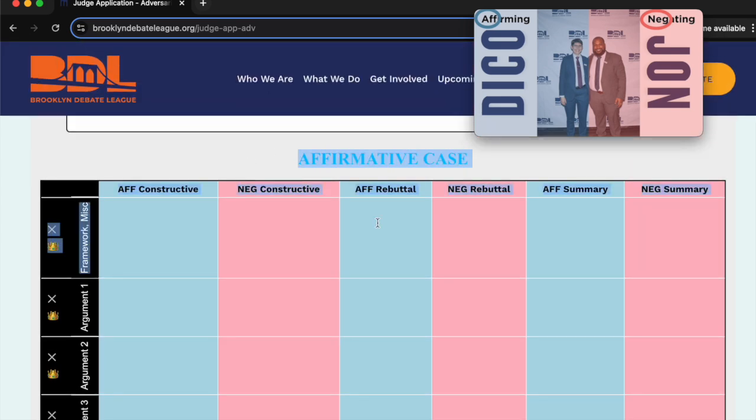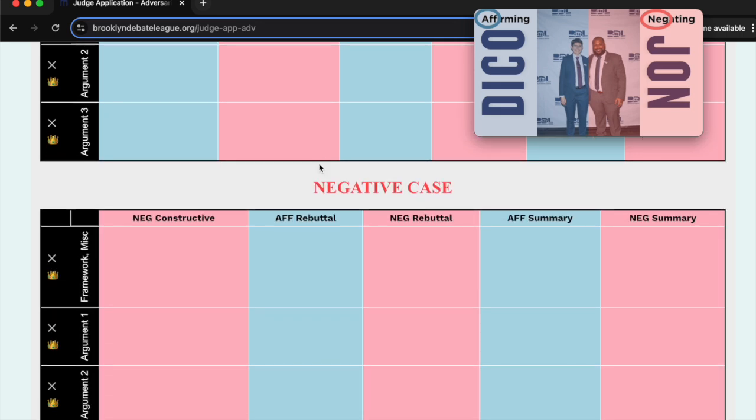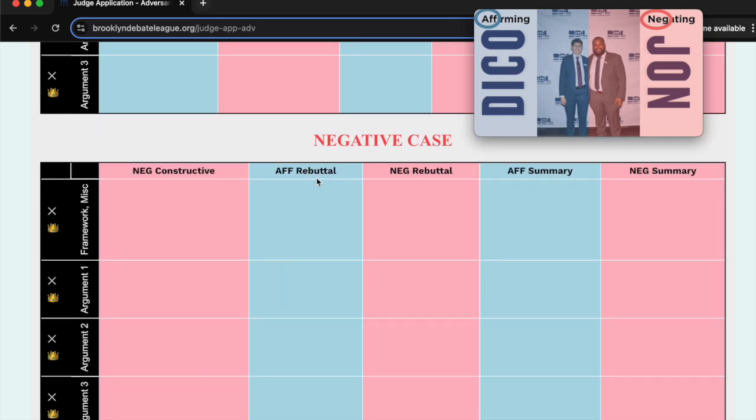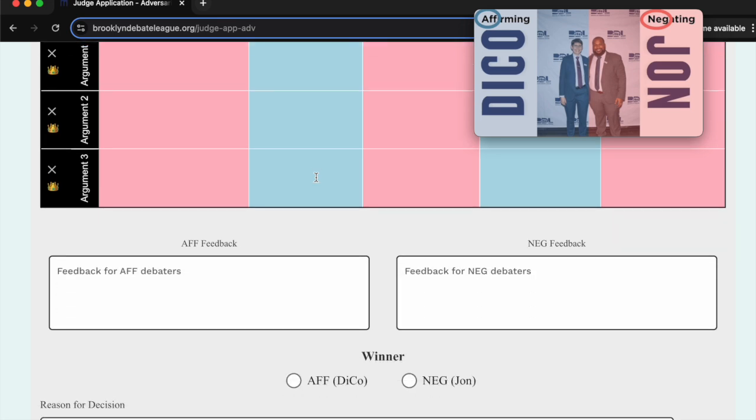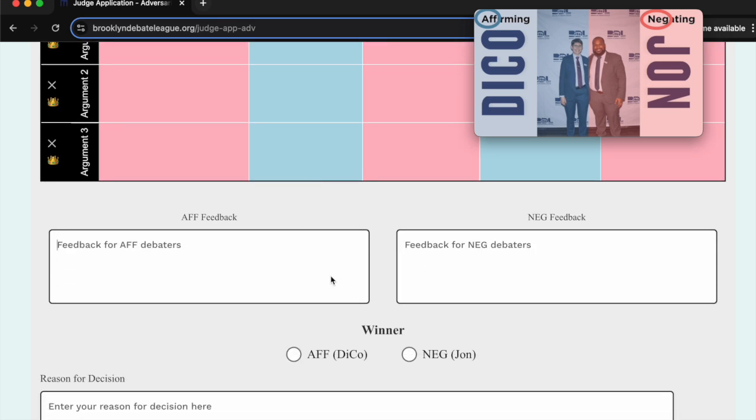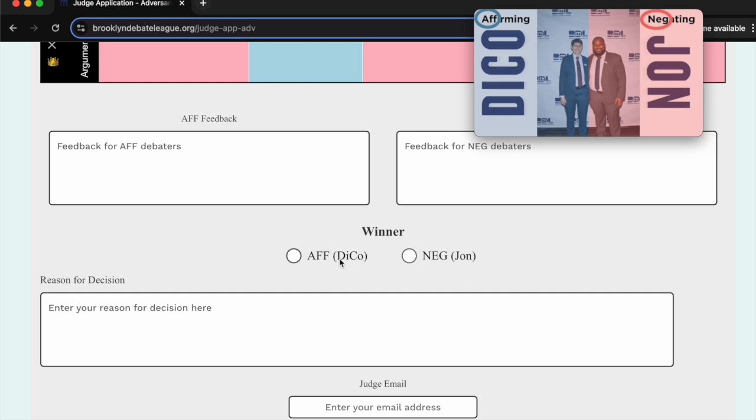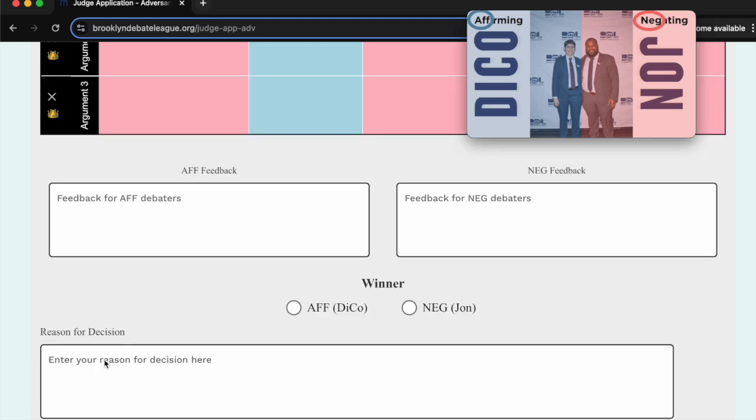So we'll see there's a table for the affirmative case saying cats are better than dogs. There's a table for the negative case saying no, that's not true. And then down here, there's some space to capture feedback on the debaters, to pick a winner, and enter your decision. Now, again, if you're new here, I want to make the distinction between what goes in the feedback box and what goes in the reason for decision box. The reason for decision box is being grounded in the arguments of the round, and the feedback box is for anything else you want to say to the debaters.